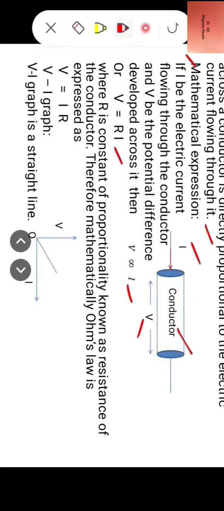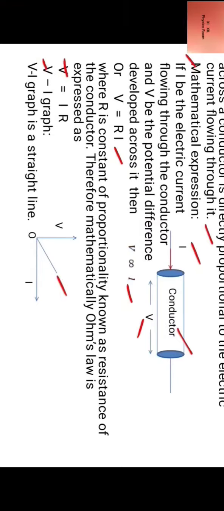Therefore, mathematically, Ohm's law is expressed as V is equal to IR. If we plot the VI graph, it is a straight line.